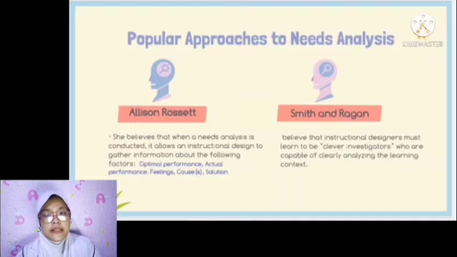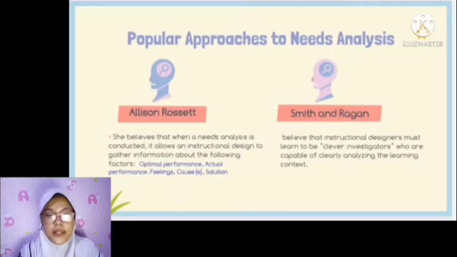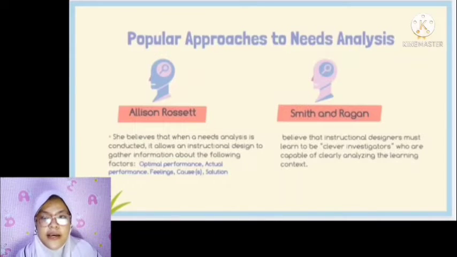Interviews, observing employees' performance, examining records and outcomes, group meetings, and questionnaires are tools that can be used. Fourth, conduct the needs assessment in stages. So, the need for additional information from the identified sources may arise if it is determined that the data collected are not adequate. Fifth, use findings for decision making. So the information gathered during the needs assessment is used to develop a solution that is appropriate. Smith and Ragan 2004 believe that instructional designers must learn to be clever investigators who are capable of clearly analyzing the learning context.